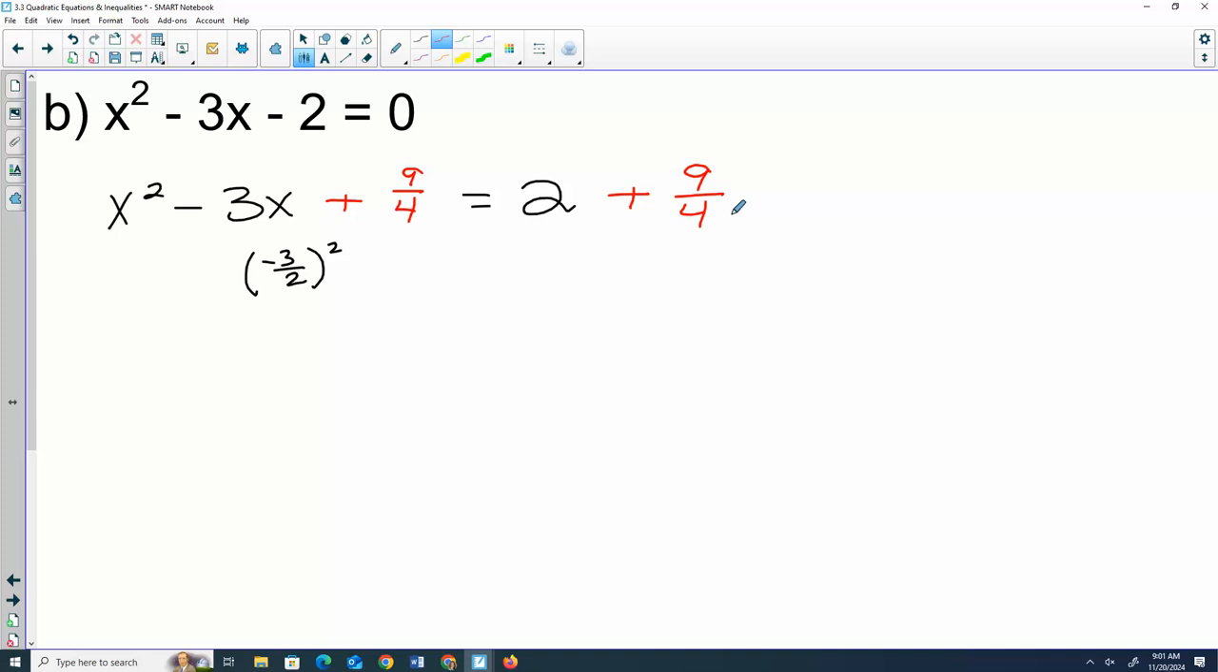Does everyone understand where I got my 9/4? From there, we know we've created a perfect square, so it should factor into something squared. This is where sometimes people struggle a little more finding this number, so just think about it. It's the number before you squared, so -3/2. -3/2 squared is 9/4. -3/2 plus -3/2 is -3. Equals 2 plus 9/4.